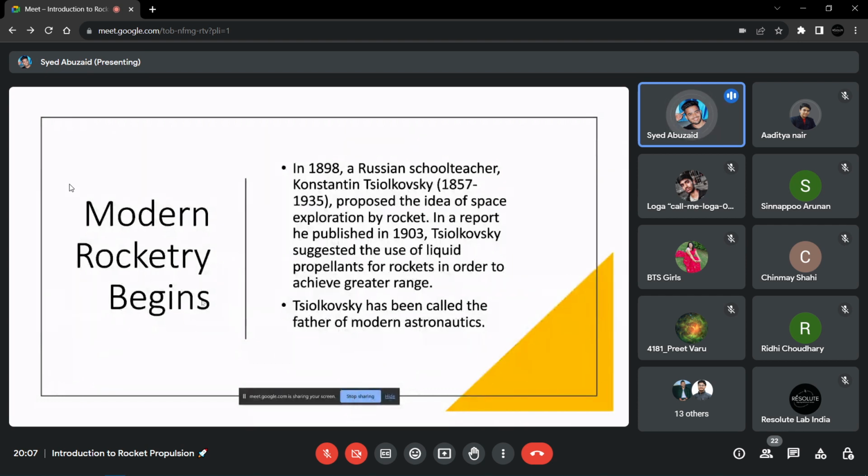At that time, the liquid propulsion system was a very new technology that existed only on paper, like a theory paper. That was the time of the modern Russian teacher, and I have already told you his name is Tsiolkovsky, who proposed this theory. Nowadays he is known as the father of modern aeronautics.